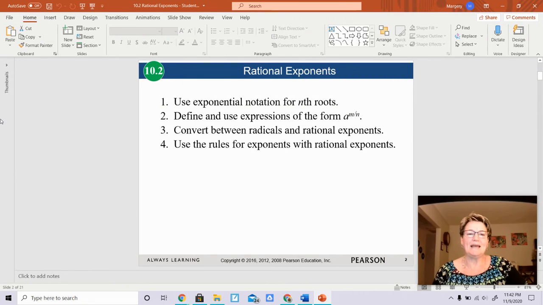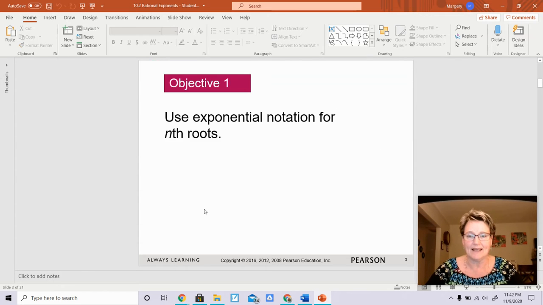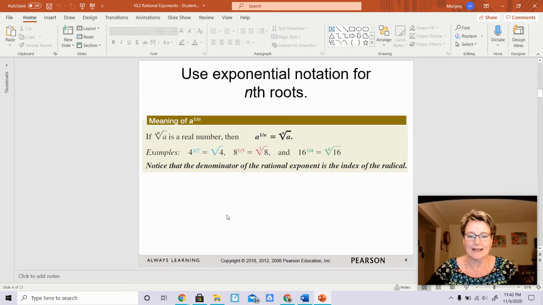Today we're doing 10.2, rational exponents. So we are going to go ahead and start. I want you guys to make sure that you are reading the notes. I am going to go over the examples. Please read the notes. We are going to use exponential notation for nth roots. And let me go over what this means.